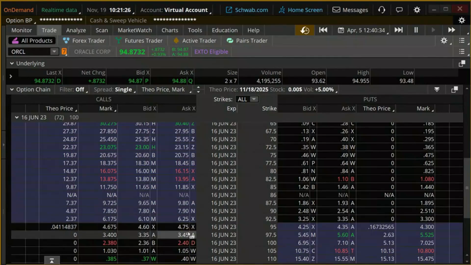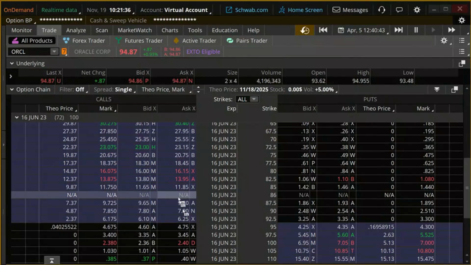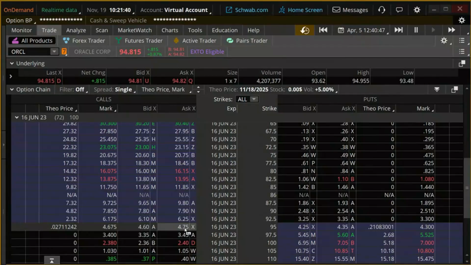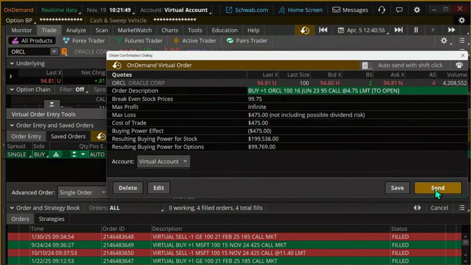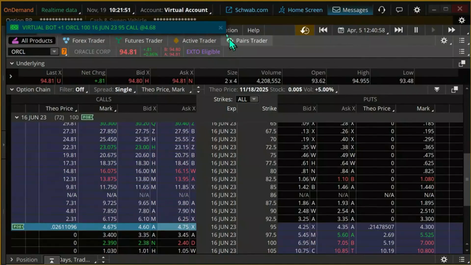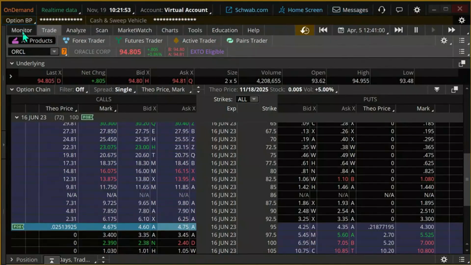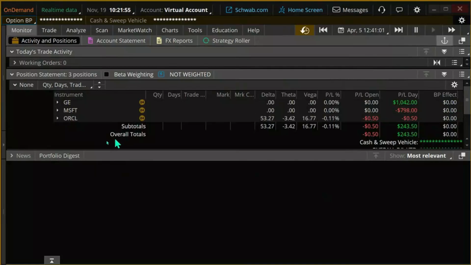So let's go here. I'm going to go at the money. Stock's right around 95. So I'll go 95. I'm going to click on that. There's the purchase. I haven't purchased it yet. I'm going to click on it and click on confirm and send. And I'm going to send that. And when I bring that up, if I go to the monitor tab, I'm going to see Oracle. That's the trade we just did.